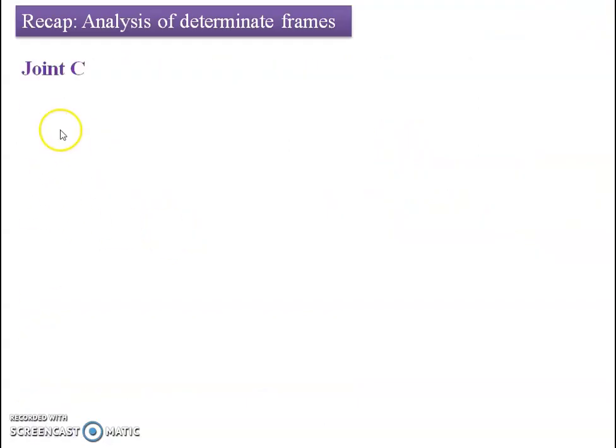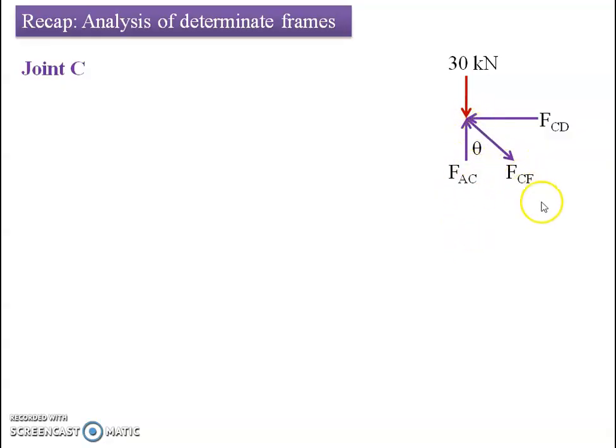The next joint is joint C. If I prepare the free body diagram for joint C, it appears like this. The applied force of 30 kilonewton acts at that joint, along with FAC, the force from member AC, the force in member CF, and the force in member CD. The directions which I have assumed are based on general equilibrium considerations.